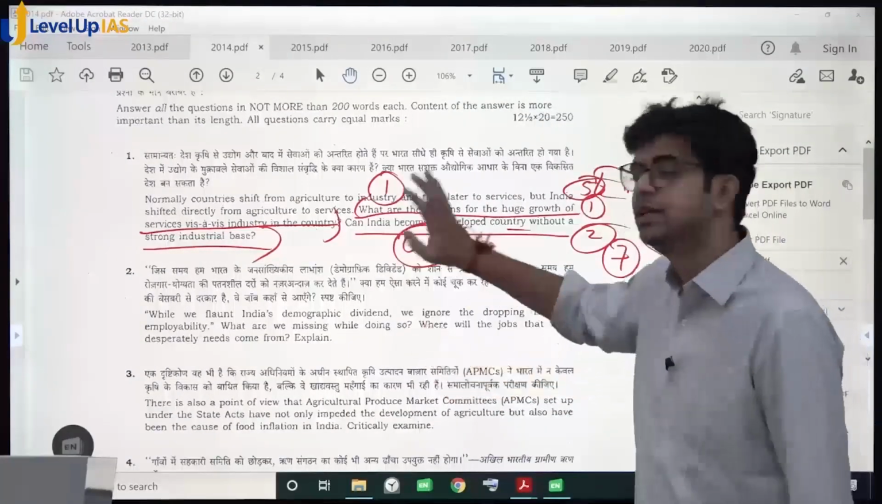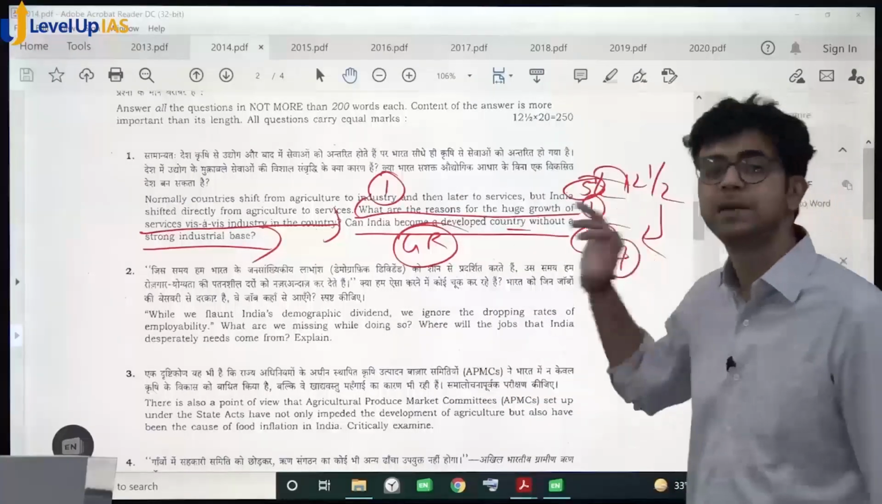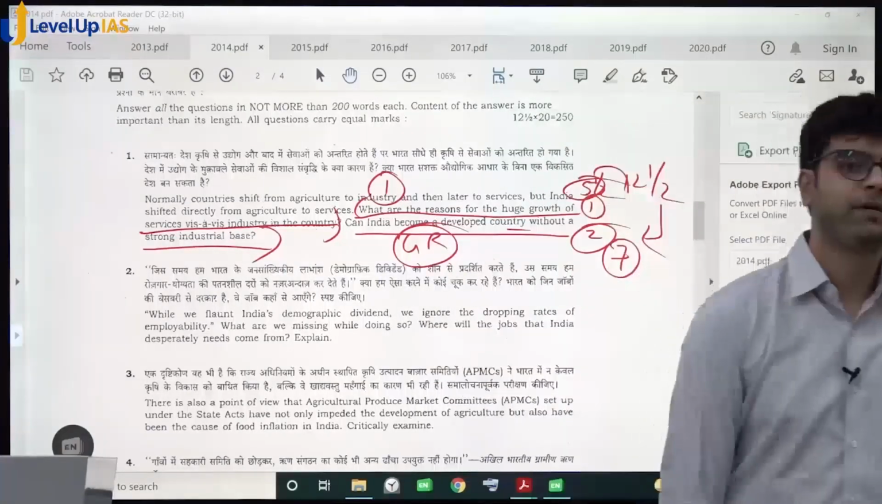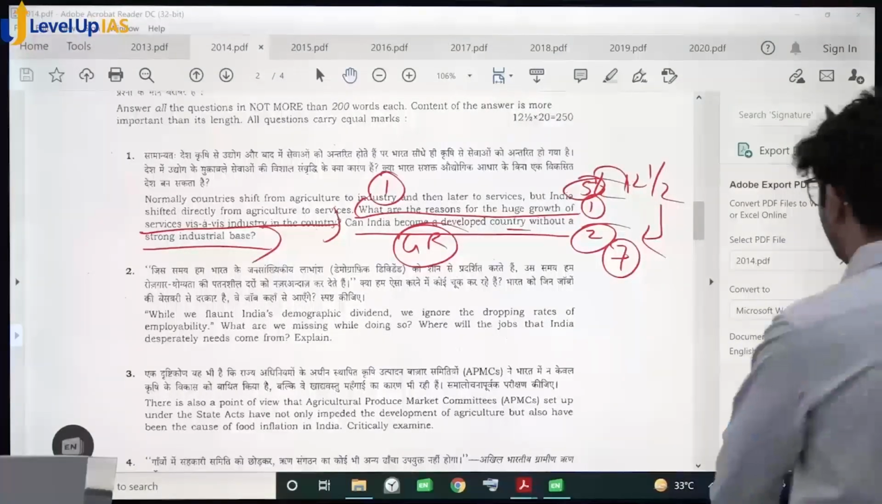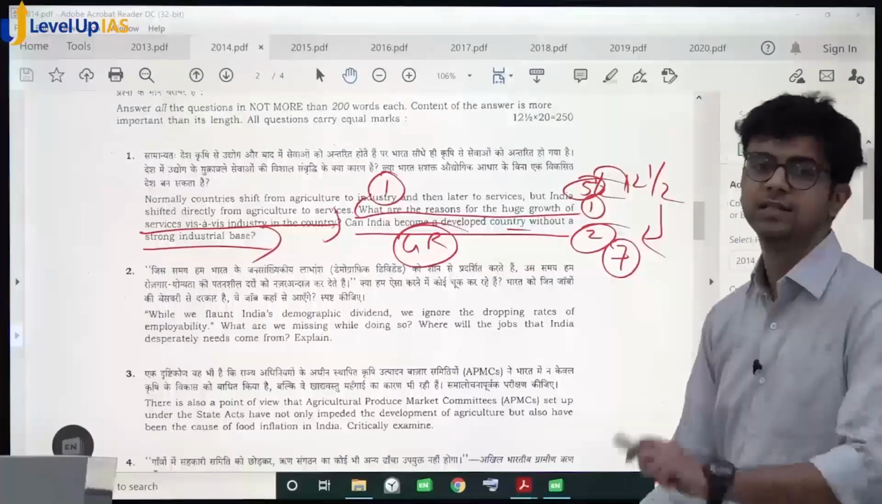Please read the question. It is a paragraph question. Please read the question and tell me which syllabus point it is coming from. Which sub point is it coming from? Please tell me that also. Which syllabus sub point is it coming from?